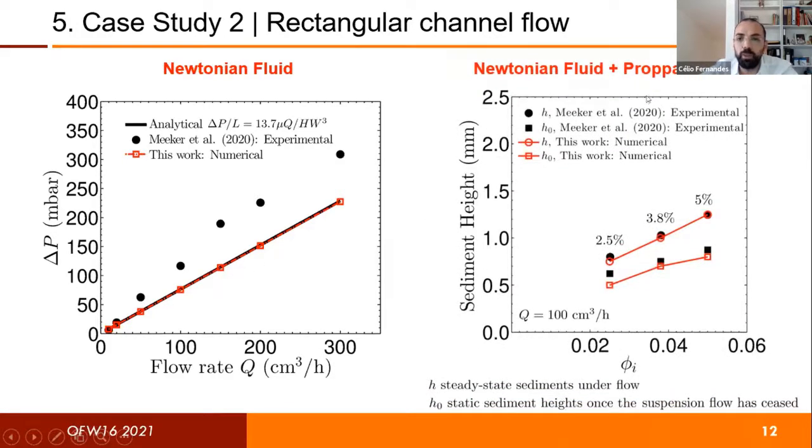Then we also insert proppant particles in the Newtonian fluid, and we measure the sedimentation height of the particles during the steady state sediments under flow, and when we stop the insertion of particles, we also measure the static sediment height once the suspension flow has ceased. This is represented by H and H0 respectively. So we see that for the three different volume fractions that we tested, 2.5, 3.8, and 5%, our numerical results almost match perfectly the experimental ones for all cases.